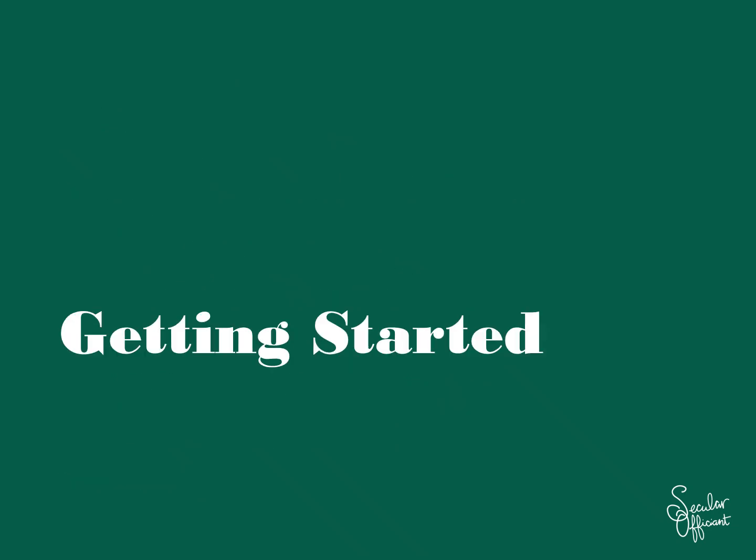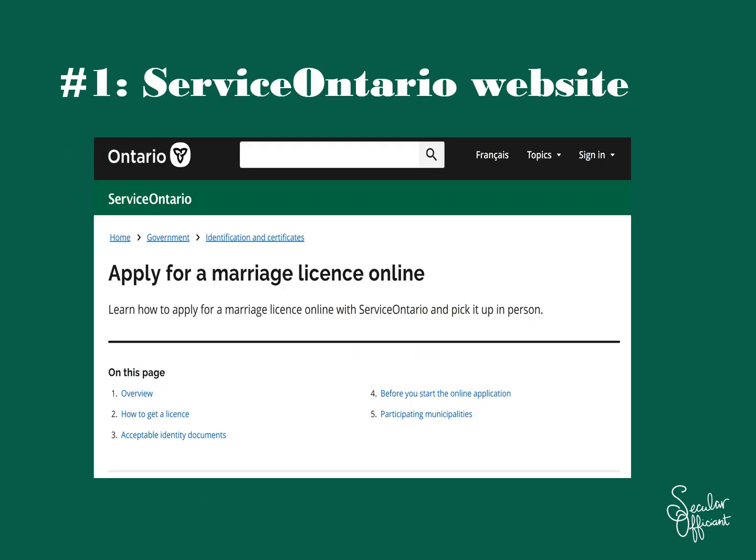Getting started. Step 1 is navigating to the ServiceOntario webpage called Apply for a Marriage License Online. To do this, open up an internet browser such as Chrome, Firefox, or Safari. Then type in ServiceOntario and apply for a marriage license online. The webpage you see should look like the one you see here.